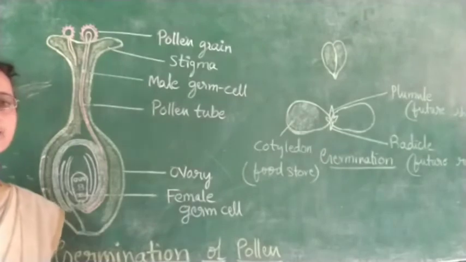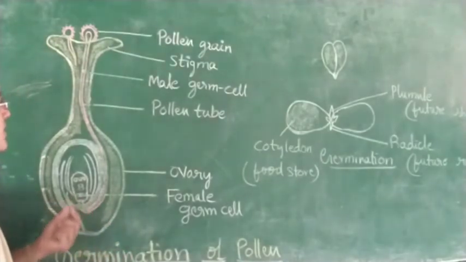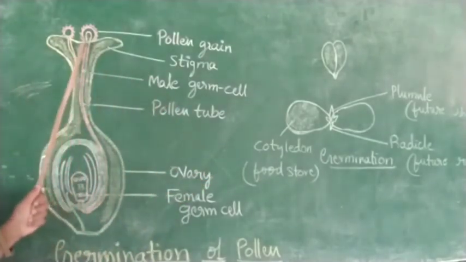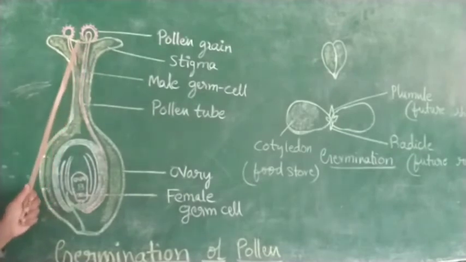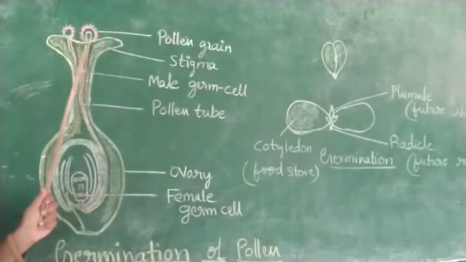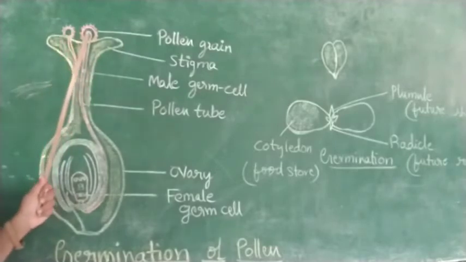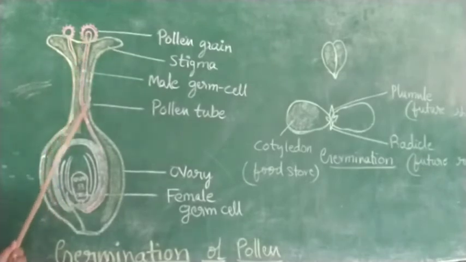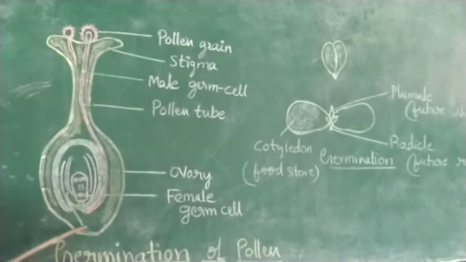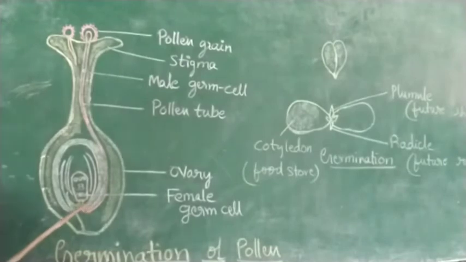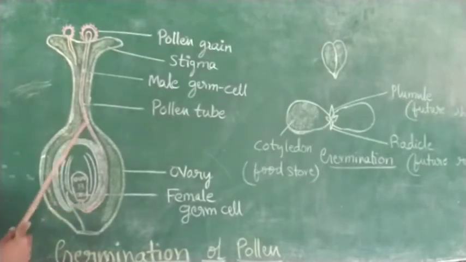When you see the enlarged view of the ovary, you are seeing the transfer of pollen onto the stigma. You can see the landing of two pollens here. The pollen consists of the male germ cell inside it. The nucleus enters through the pollen tube, reaches the micropyle, enters and unites with the female germ cell. Inside the ovary there will be many female germ cells, and one of them will fuse with the male germ cell.